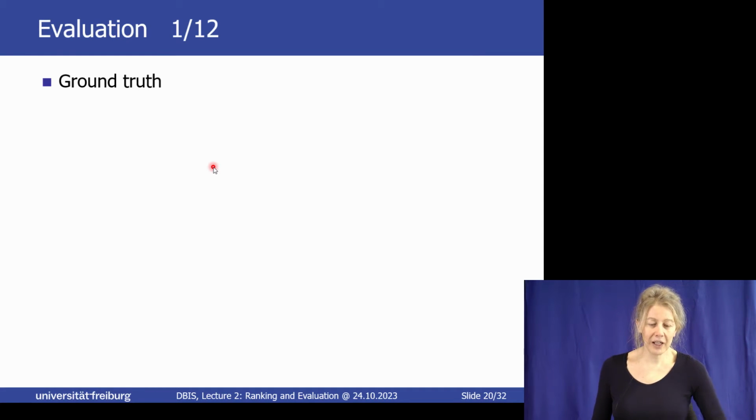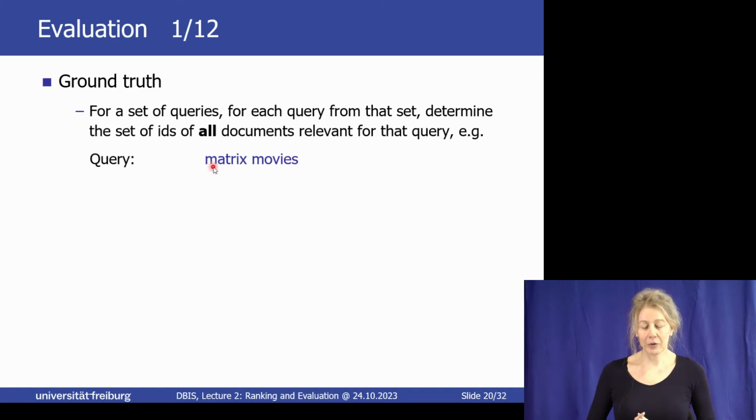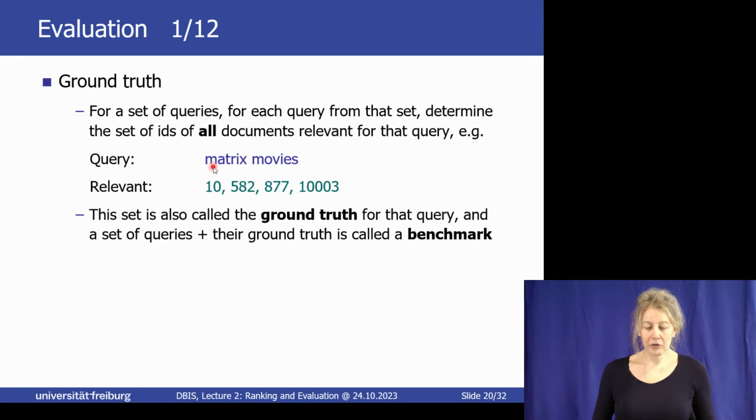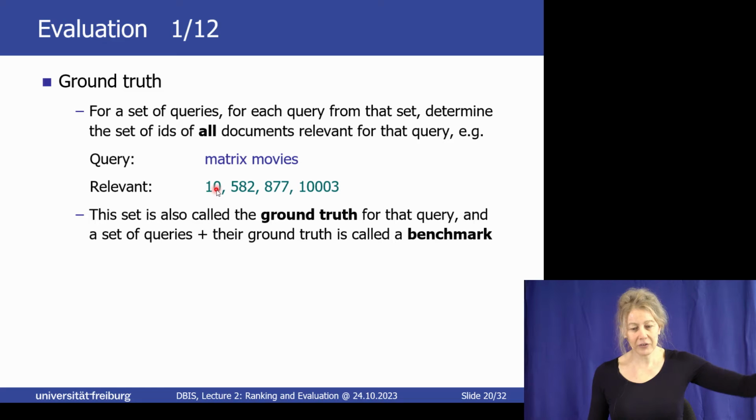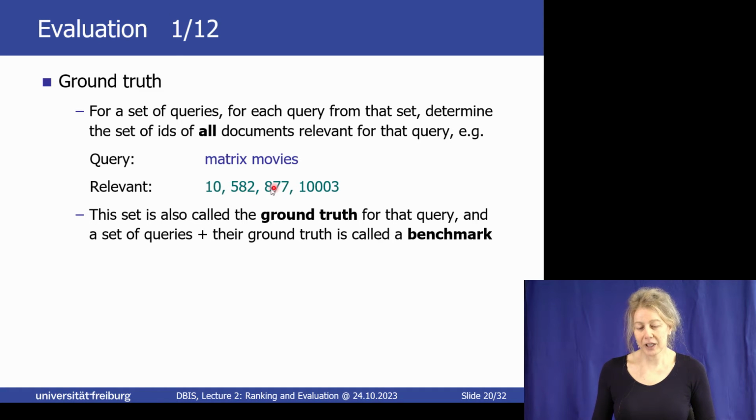And so to evaluate something, you need a ground truth, like the ideal, what's true. And this is how a ground truth looks like for our setting, and we will have this in other settings too in future lectures. So for example, we have a query, matrix movies, and then we say somebody went and did the work. These, in this collection, are the documents relevant for matrix movie. And let's say there are 4 matrix movies, 10, 582, 877, and 10,003. So this is now the ground truth. So if a search engine returns these 4 results, it's perfect.